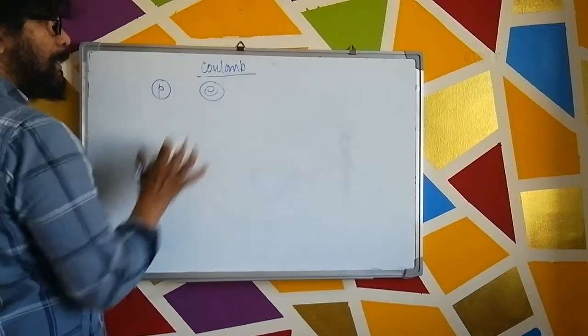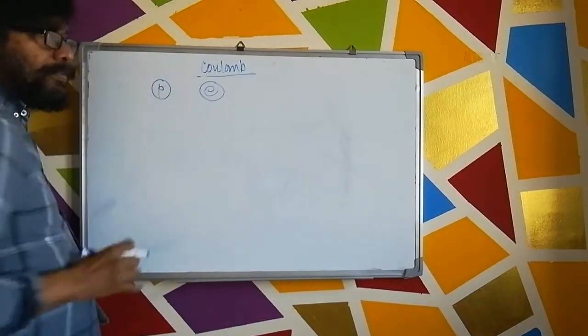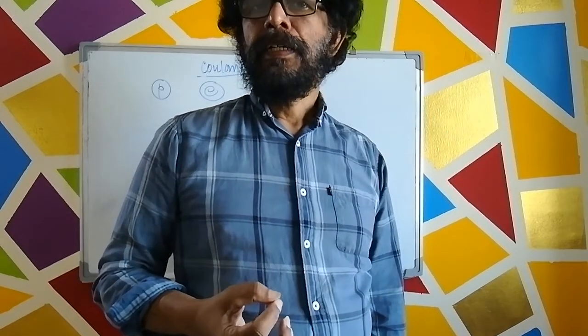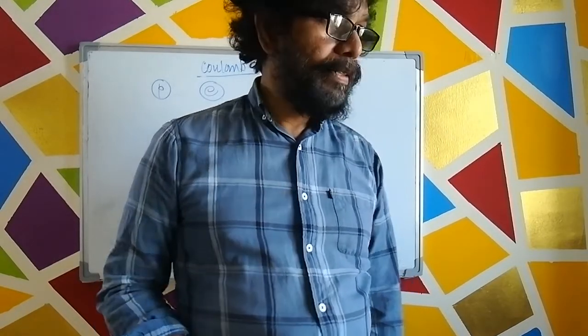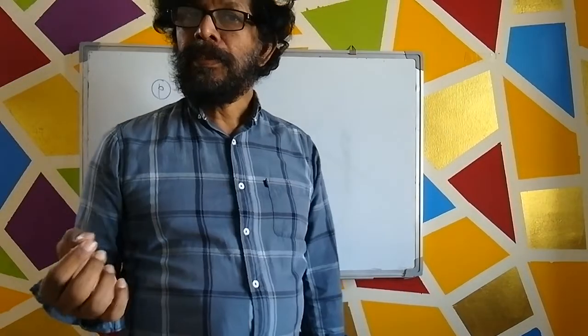So the Coulomb we can define, or we can think in terms of the proton. The amount of charge on a proton or electron is extremely small. So what we do is we take a large number of protons or electrons, and the total charge on that number of protons or electrons can be considered as 1 Coulomb.